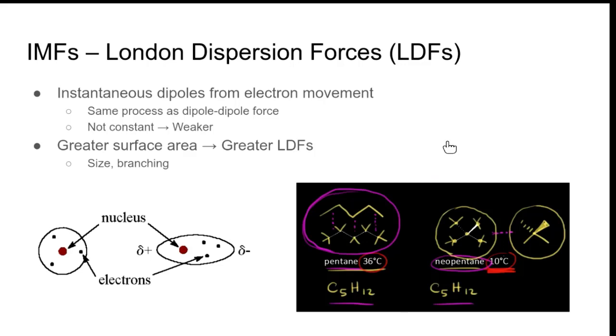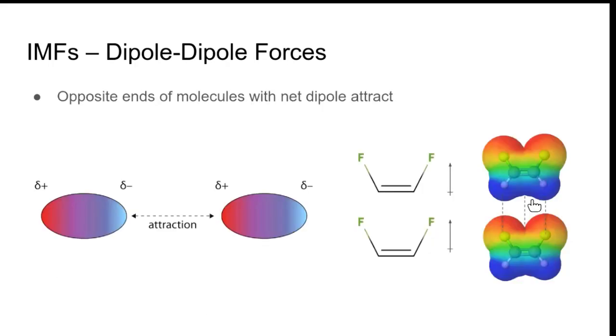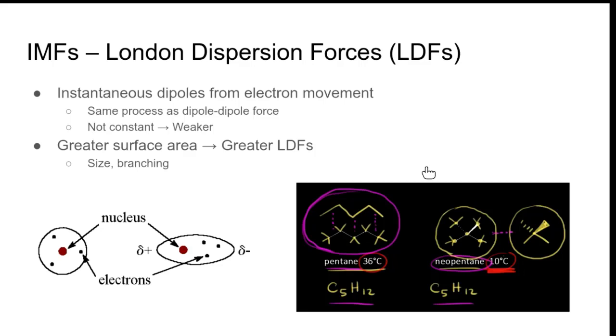The weakest force is London dispersion forces, and these are present in every molecule. Pretty much they're a result of electrons moving around, right? So we have something like the previous slide where these electrons will localize, but only momentarily because they're moving around. You can see that in this picture on the left here.